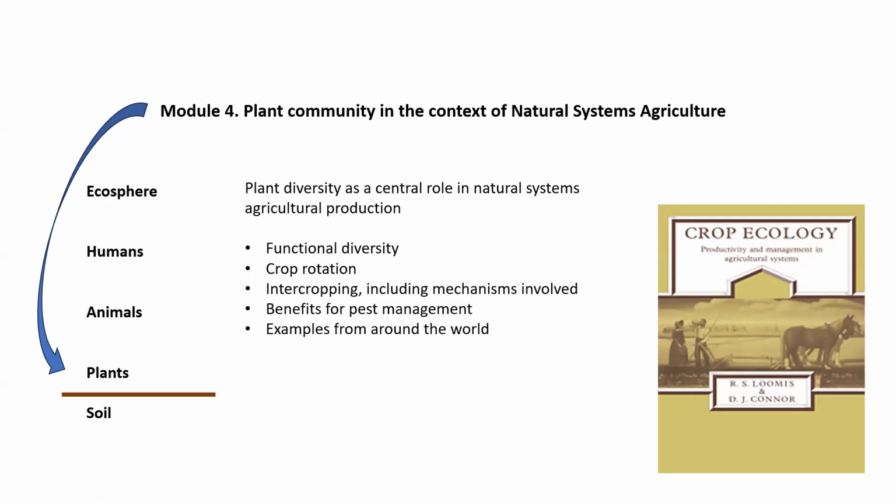So we're going to talk about the plant community in the context of natural systems agriculture. And in the middle here, I have the various themes. We'll talk about functional diversity, crop rotation, intercropping. A lot of the lecture today will be about intercropping. And then some of the ecological services from plant diversity, like pest management. And throughout the lecture, there'll be some examples from around the world.